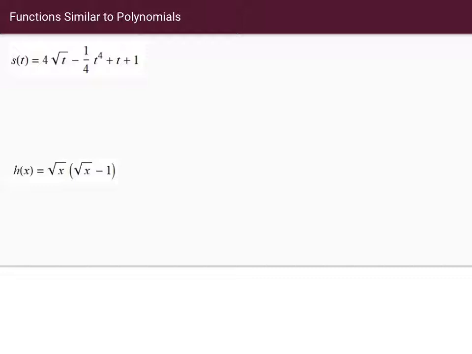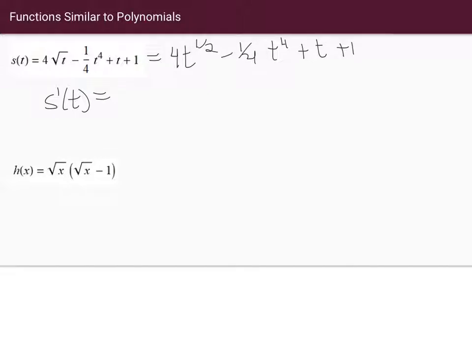Okay, so let's see how things went. So for s of t, it's a good idea to rewrite that square root as t to the 1/2 power instead of the square root of t. So that's the one change I'm going to make to the way I'm writing my function before I actually take my derivative. So I'm going to write 4t to the 1/2 power minus 1/4 t to the 4th plus t plus 1. So that means I can now find s prime of t using my rules.